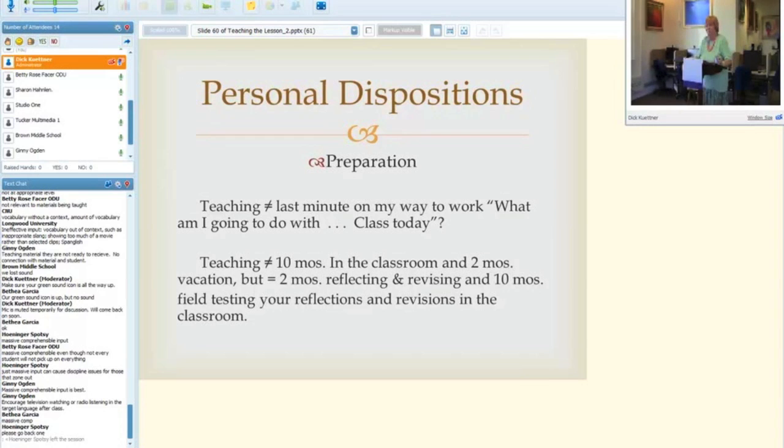I don't say it often enough. And we need to think about what we're doing. I've really come to the conclusion that teaching is not 12 months in the classroom and 2 months vacation, but it's 2 months revising and reflecting and 10 months field testing what I did during those 2 months. And probably going back the next 2 months in the summer and revising and reflecting again to change for the next academic year.